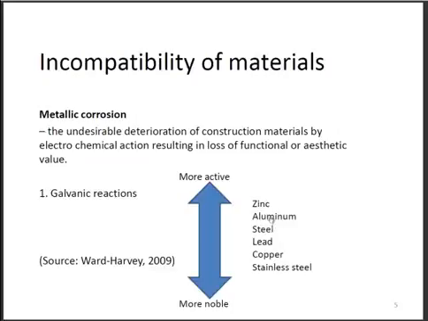It simply means that if any of these two metals are in damp contact, the metal higher on the table will sacrifice itself to protect the metal lower on the scale. For example, if zinc and stainless steel are in damp contact, zinc will sacrifice itself to protect stainless steel because zinc is more active than stainless steel.